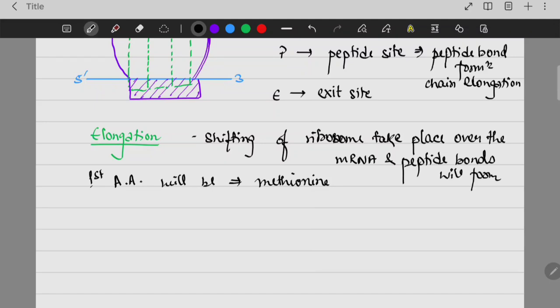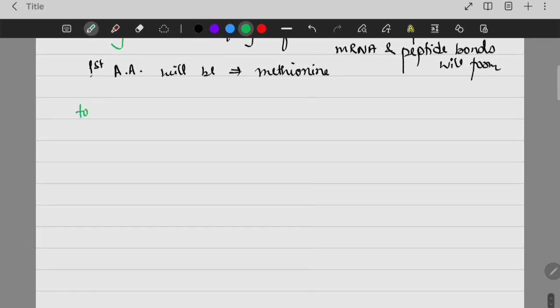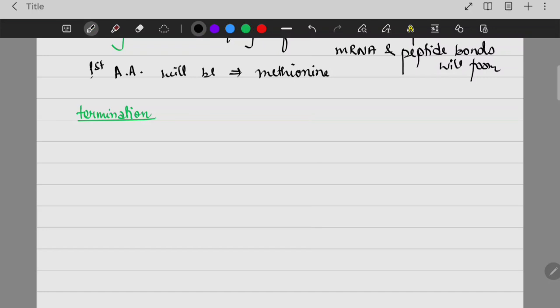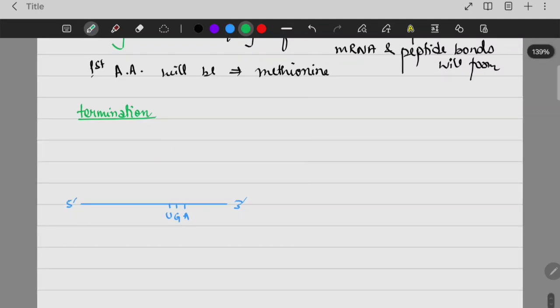Okay, now the final stage is the termination one. Now in termination, as I said earlier in the genetic code part, there are 3 stop codons. The 3 stop codons are UAA, UAG and UGA. So if I make a diagram again here, like this is the mRNA 5' to 3', and here I can see the 3 codons. For example, UGA. Okay, so no tRNAs are present for this. Okay, so when this comes, here is a tRNA already present, as I said.